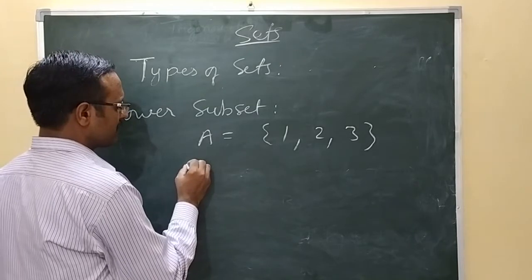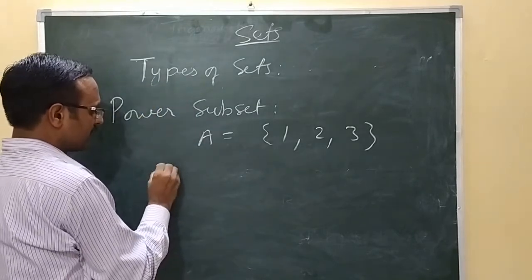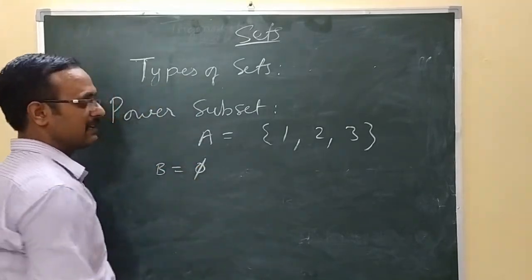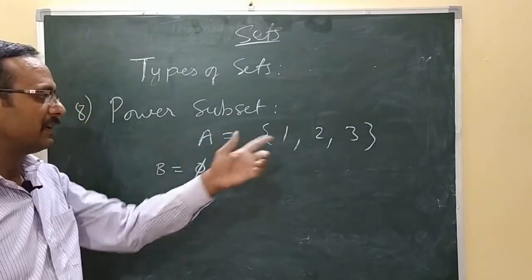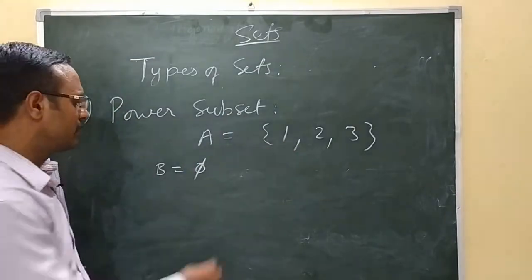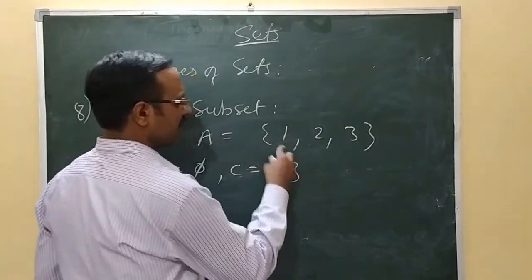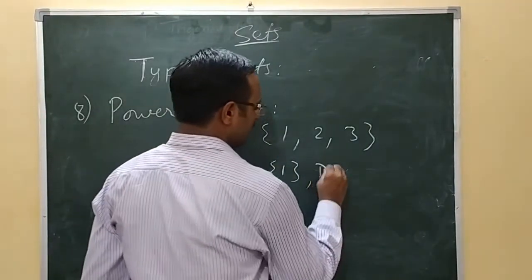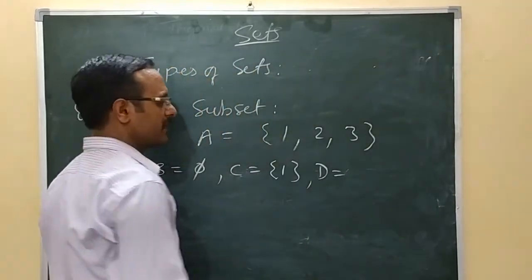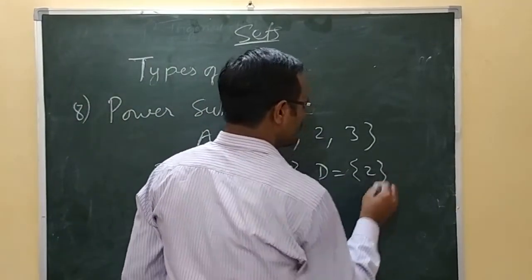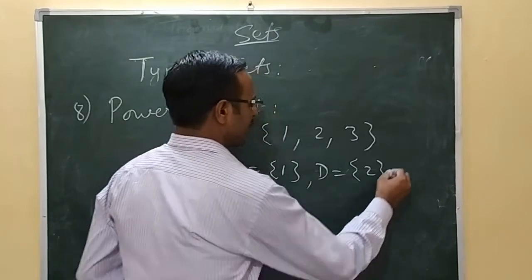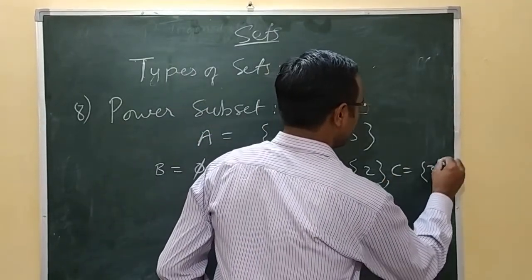Suppose I make one of the sets, B equal to the empty set. If I do not take any element, it can be obtained from this also. Second set, suppose C, I can take one element, 1. Next, more subsets can be found if I take only 2. Another set can be found if I take only 3.